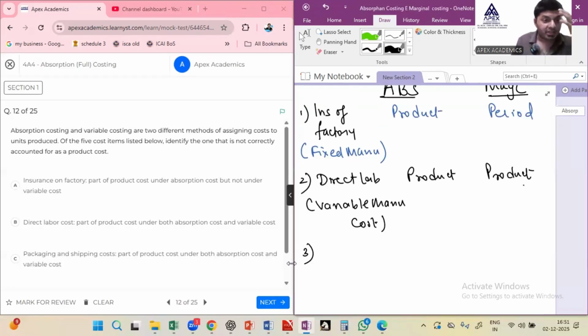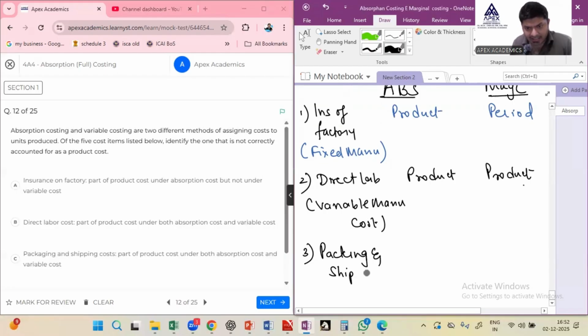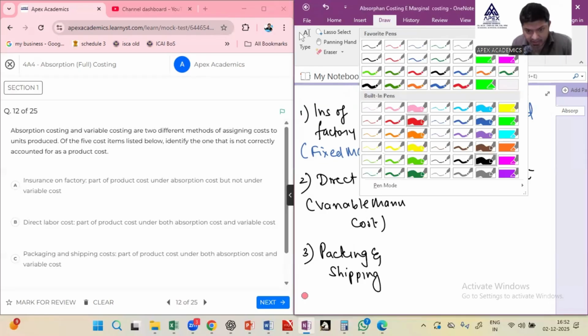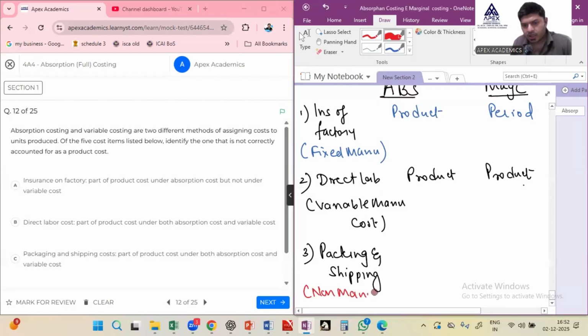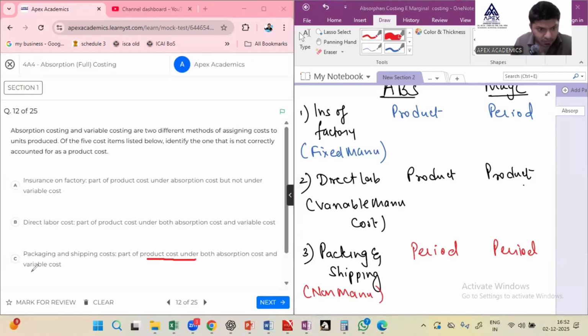Now I come to option number three, packaging and shipping. Packaging and shipping is a non-manufacturing expense. Please try to understand. Sir, please categorize this. Use red color, highlight it as many times as you want. But please pay attention, sir. This is a non-manufacturing cost. A non-manufacturing cost under absorption will be period, and under marginal will also be a period cost. I want you to consider this. What are they saying? Packing and shipping cost as a part of product under both absorption and variable is wrong. This is not correctly classified.